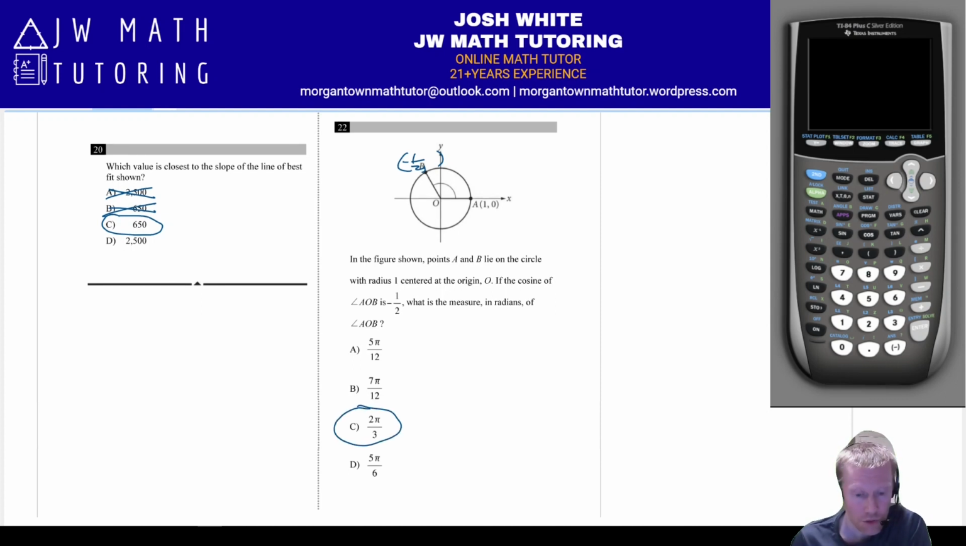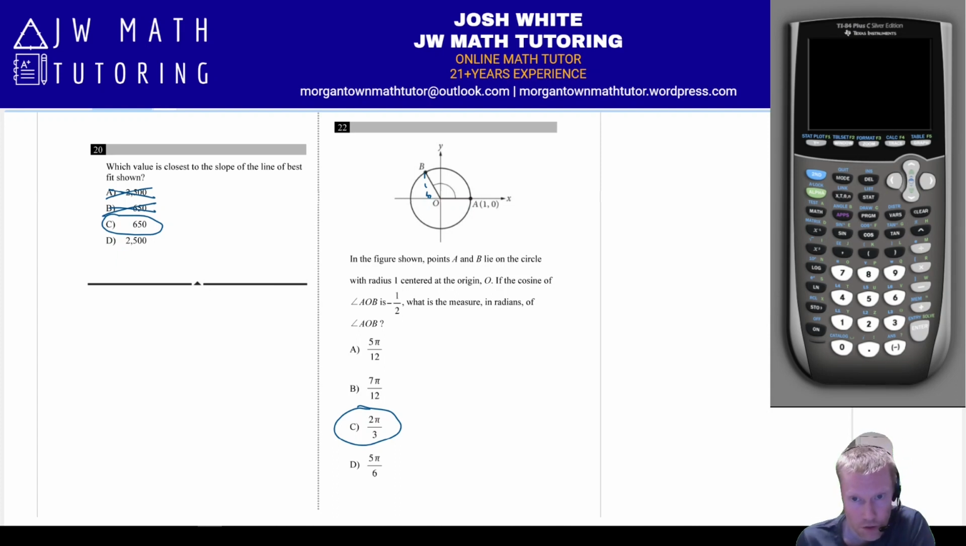However, if you do not have the unit circle memorized, but you still know basic trigonometry, sine, cosine, and tangent, and also special right triangles, here's how you could still figure this problem out regardless. Let me just erase this for a second. Now they tell us that the cosine of AOB, this large angle, is negative 1/2. So what you can technically do is draw a right triangle here.